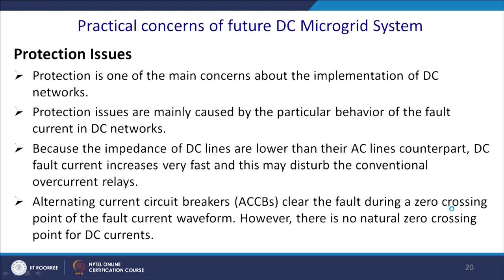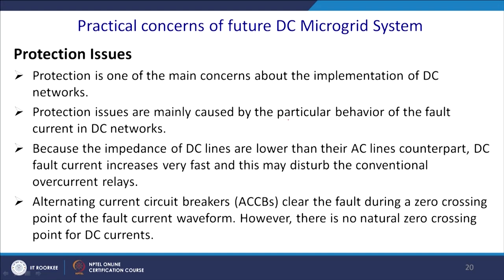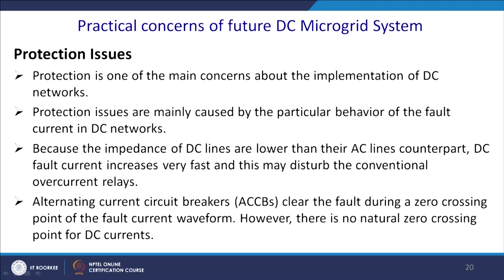Now, come to the last issue, this is the protection issue. So, protection is one of the main concerns about implementation of the DC microgrid. Protection issues are mainly caused by the particular behavior of the fault current in the DC network. Of course, this issue is quite challenging, because in case of AC, you have a zero crossing that is missing here, and thus you require more current carrying capability, more interrupting current capability to stop it. And because the impedance of the DC line is lower than the AC line's counterpart, this is also another demerit.